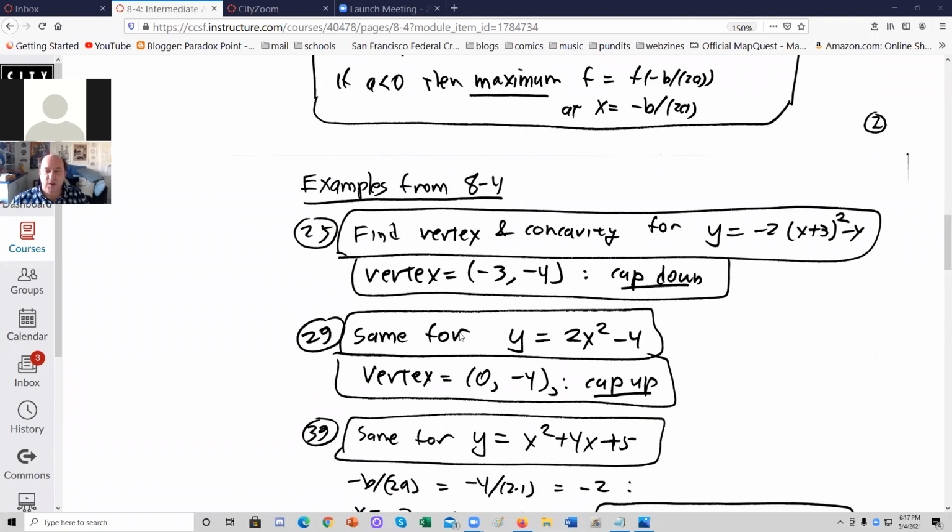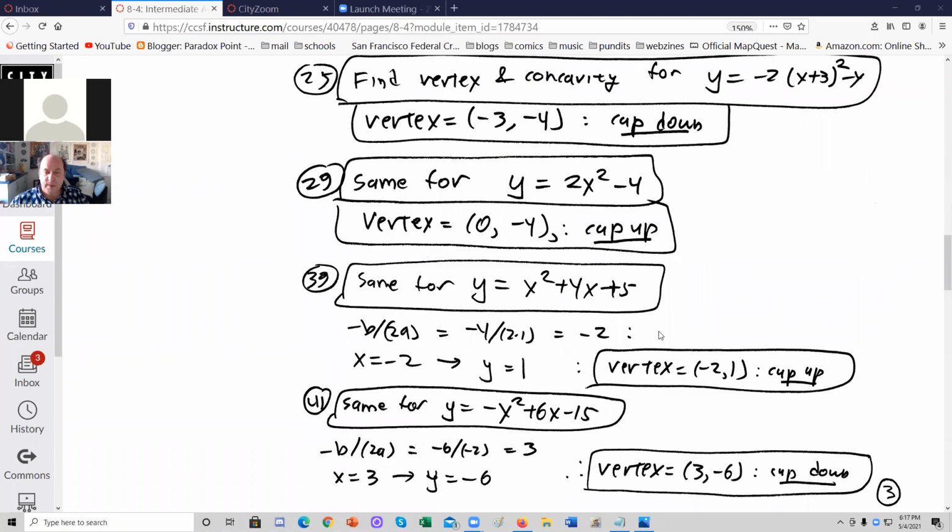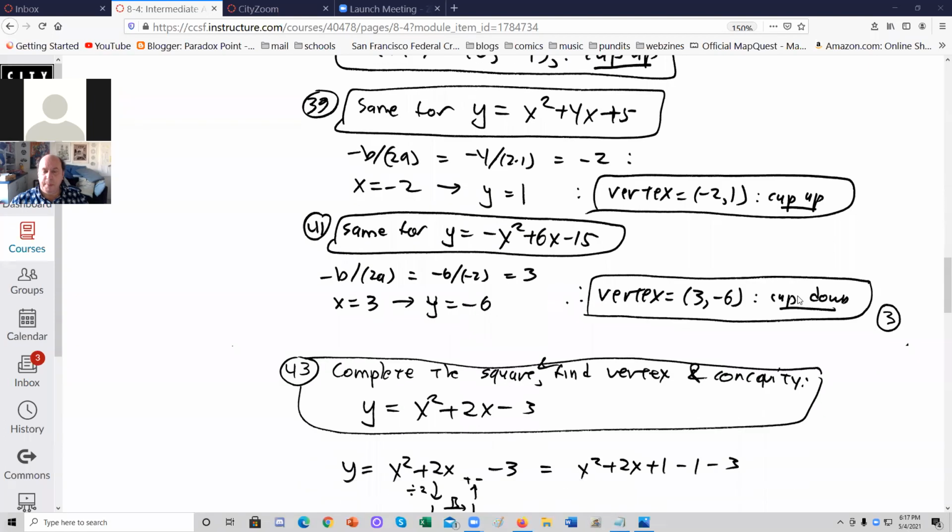Okay, here we have asking vertex and concavity for 2x squared minus 4. This is 2 times (x minus 0) squared minus 4. So it's 0 by negative 4. And because this is a positive 2, it's cup up. Here we have y equals x squared plus 4x plus 5. All right, to find the x value at the vertex, it's negative b over 2a. That's negative 4 over 2 times 1, which is negative 2. If you plug negative 2 in for x, you get after a bit of churning, y equals 1. So the vertex is negative 2 by 1, and since it's a positive 1x squared, it's cup up.